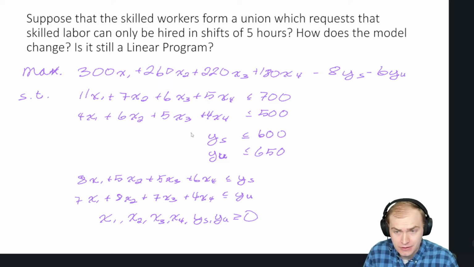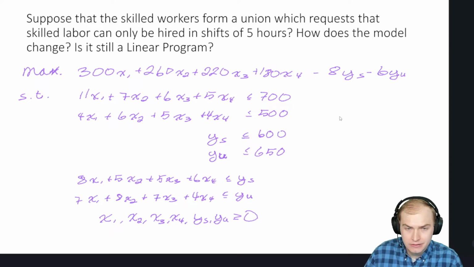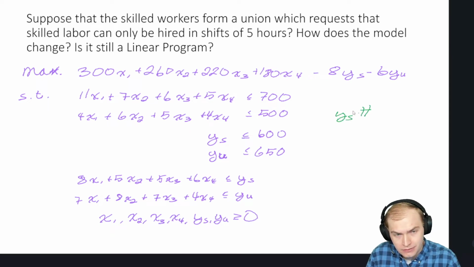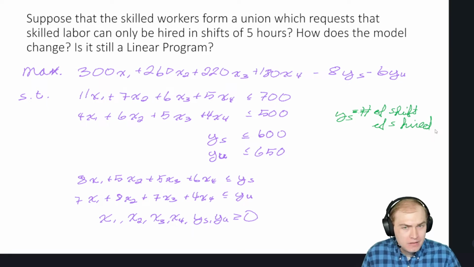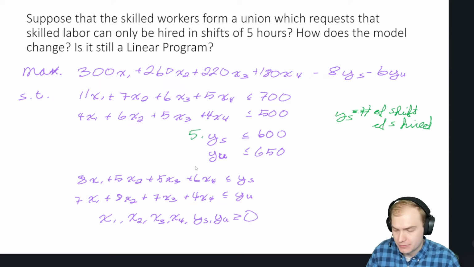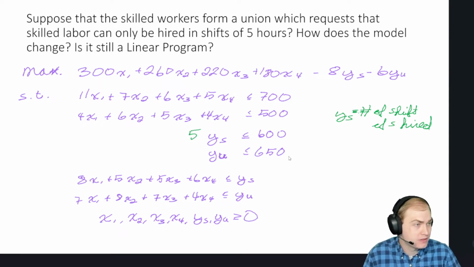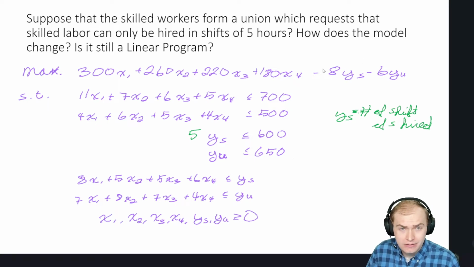Well, I think first we're going to redefine y of s. A triple line here just means it's defined this way. Number of shifts of s hired. Then we have to change a few things, right? If we're hiring shifts of 5 hours, then 5 times ys has to be less than 600, because there are still only 600 hours to go around.